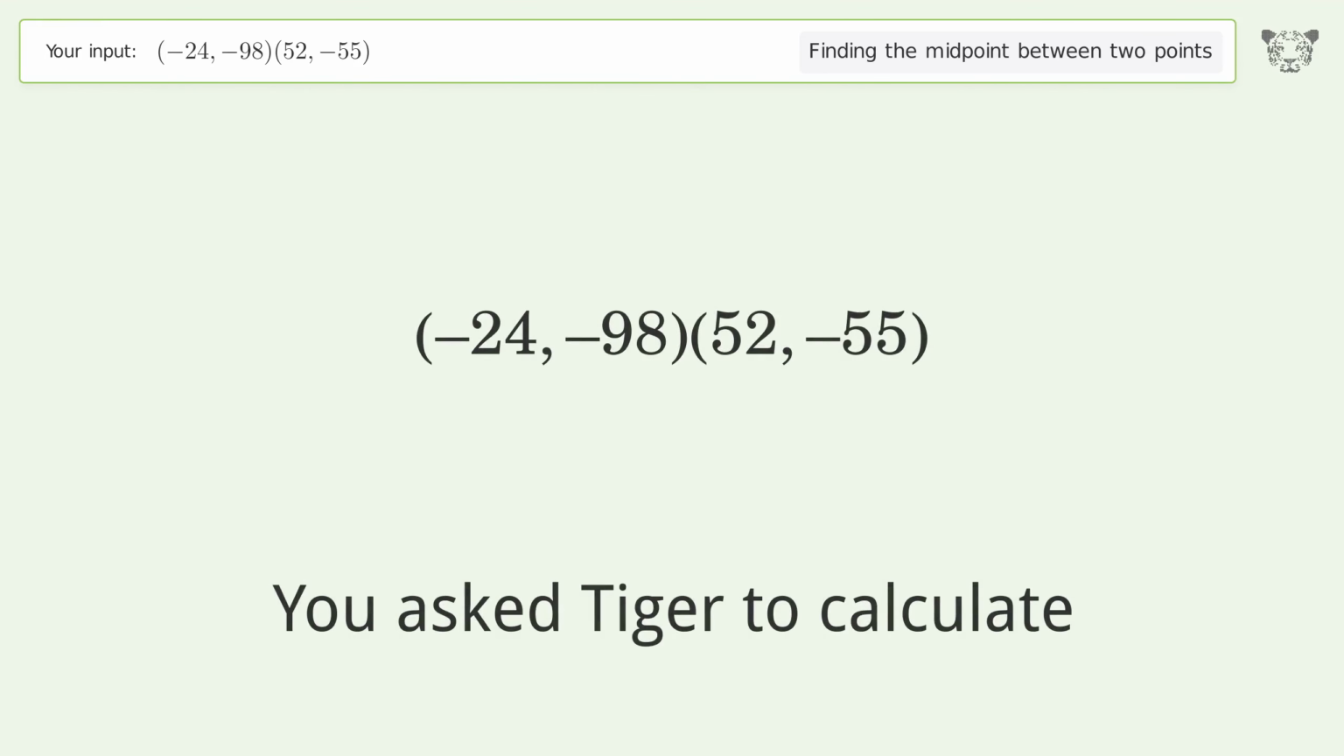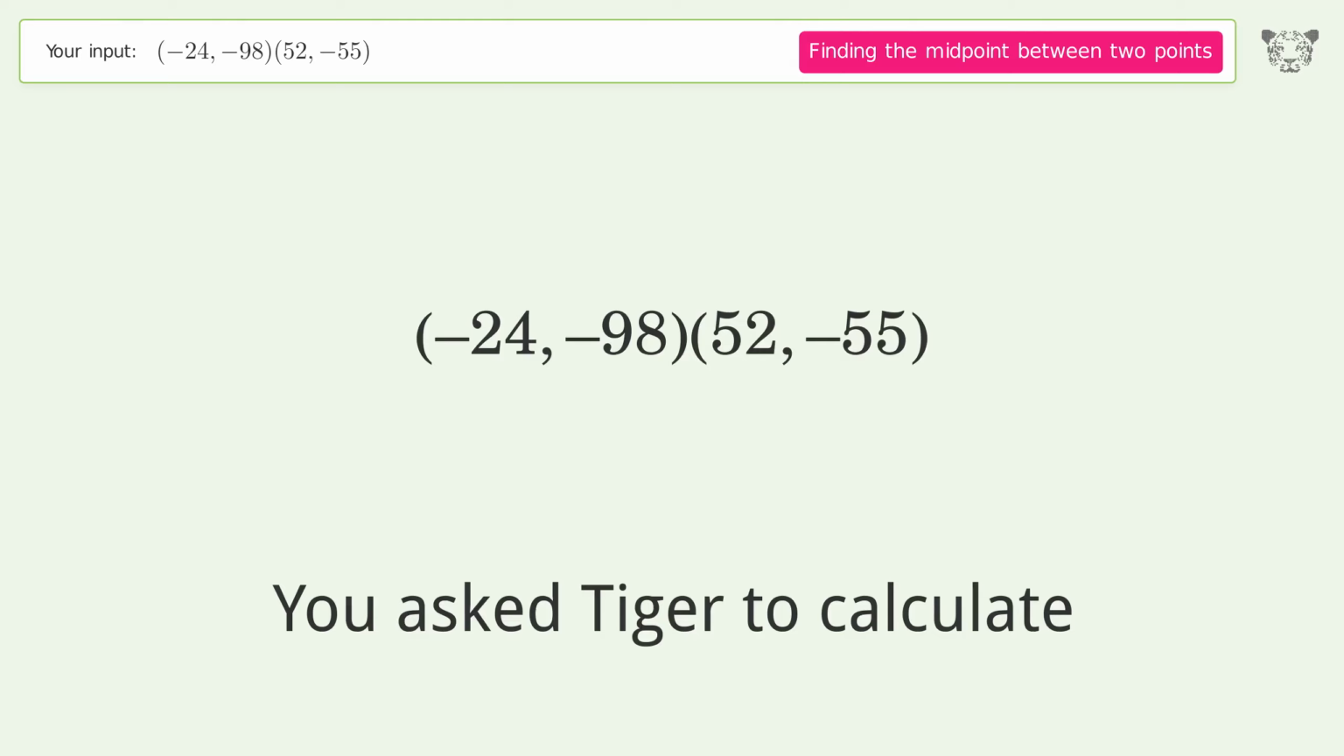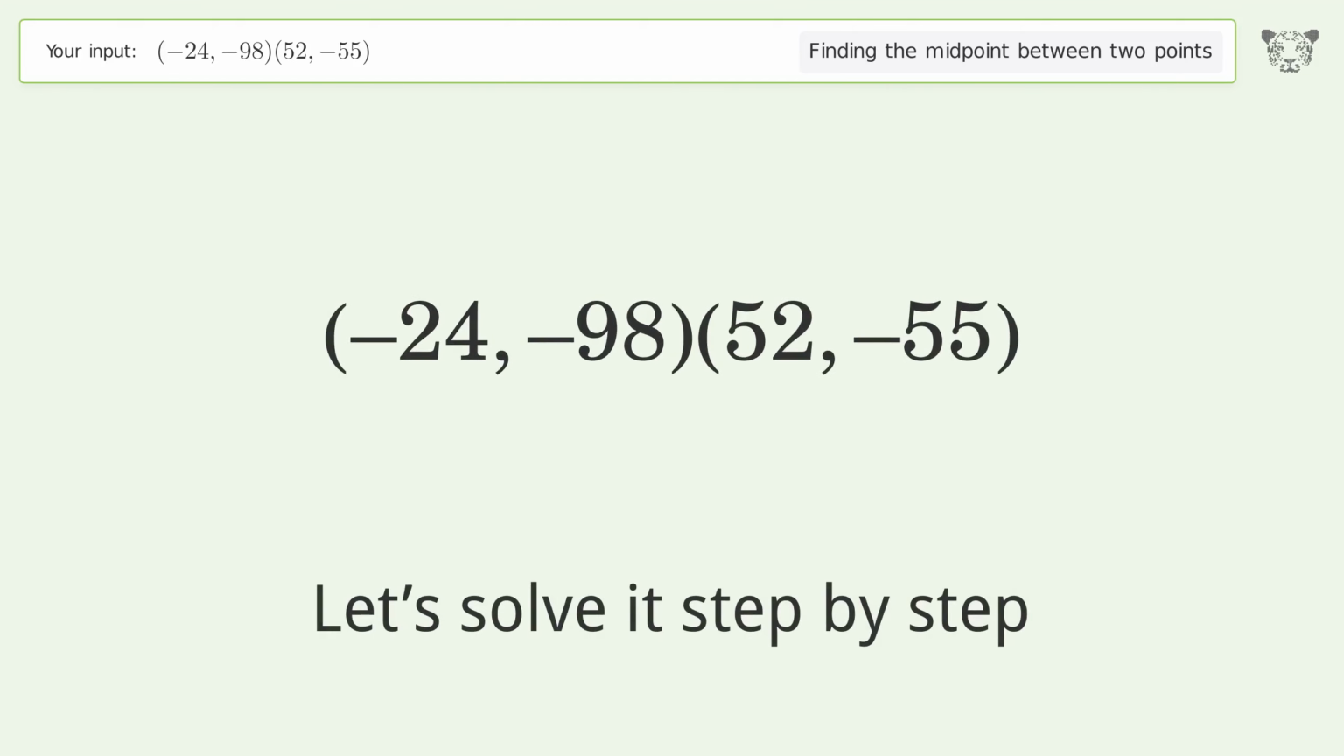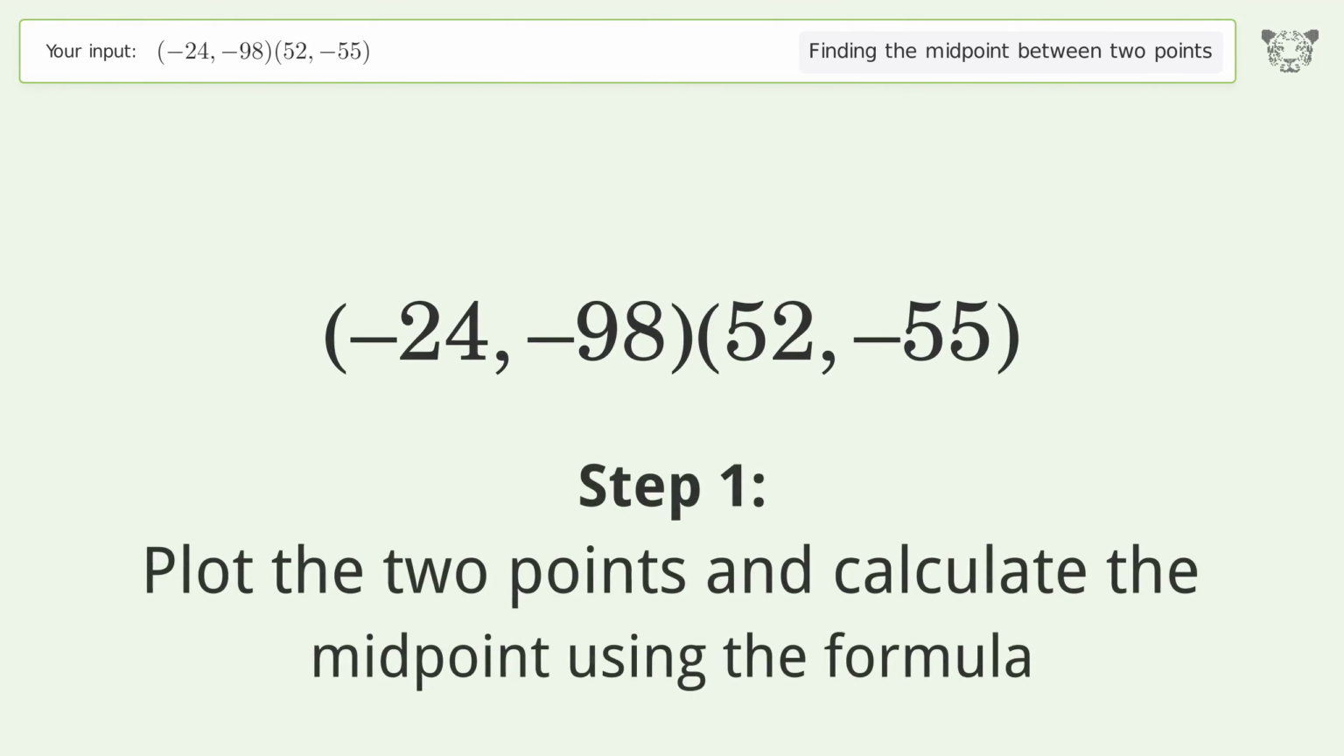You ask Tiger to calculate. This deals with finding the midpoint between 2 points. The midpoint between the 2 points is 14, negative 76.5. Let's solve it step by step. Plot the 2 points and calculate the midpoint using the formula.